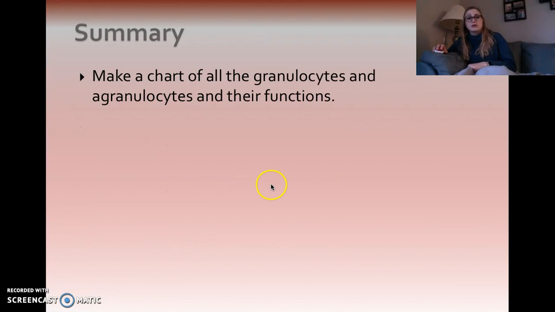All right, guys, that's it. Go ahead, make a chart of all the granulocytes and agranulocytes, add their functions. Make sure you know which ones are granulocytes and which ones are agranulocytes. This alone is what you need to know for the test. So I'm not going to be asking you what type of white blood cells have 2-lobed nuclei. I'm not going to be expecting that. What I do expect you to know: what are the 3 granulocytes, what are the 2 agranulocytes, what are the functions for all 5.